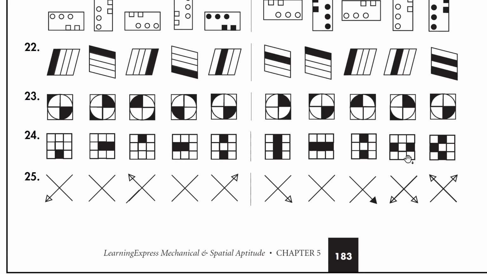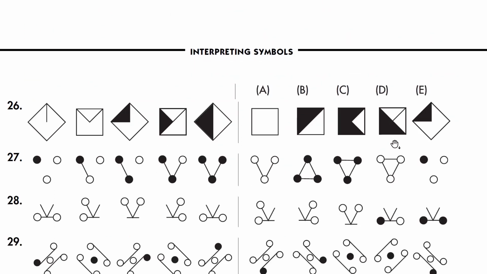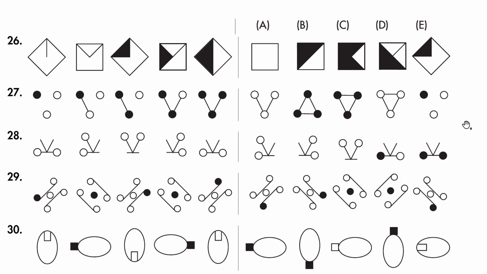25 was B, because you have line, arrow, line, arrow, line, arrow. So you have arrow over here. So next one should be only lines, but all of the options A, C, D, and E have arrows. So they are becoming not possible. So the only option left is option B. Yeah, got it. So now we're going to question number 26.